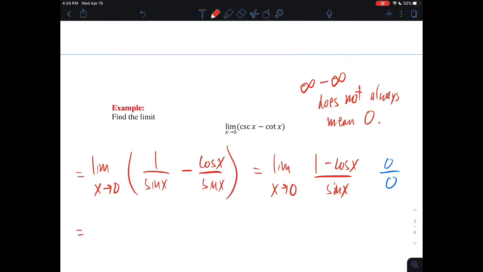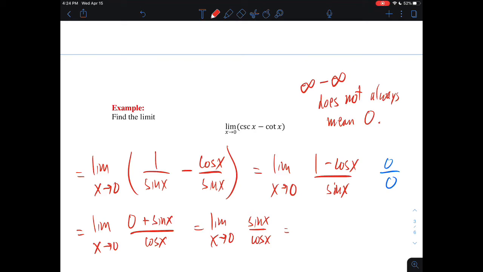However, what we can do is take the derivative of the numerator and the denominator. So the derivative of the numerator, 1 minus cosine x, would be 0 plus sine x, and the derivative of the denominator would be cosine x. Now this turns into the limit as x approaches 0 of sine x over cosine x. Now I can put in 0, and I get sine of 0, which is 0, divided by cosine of 0, which is 1, and now I do get 0.